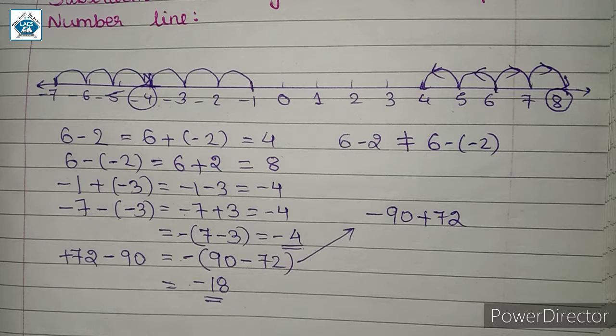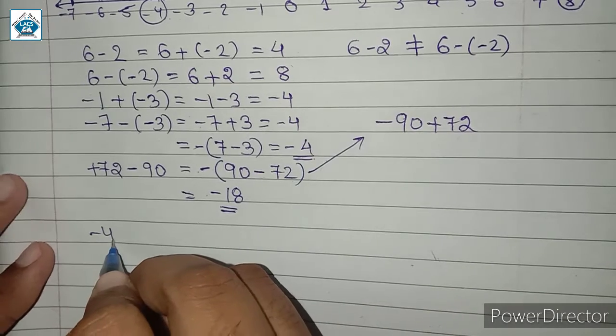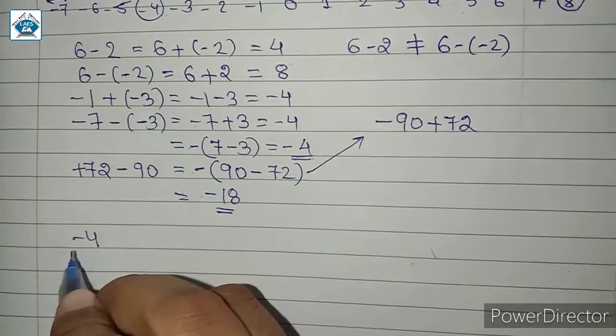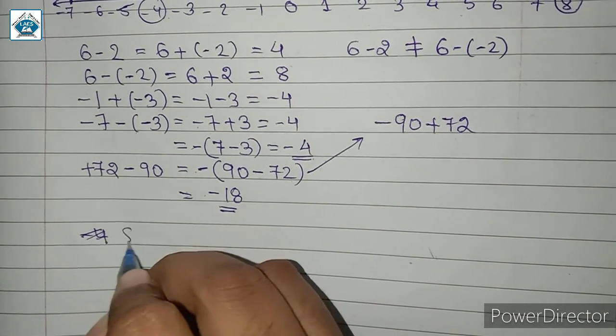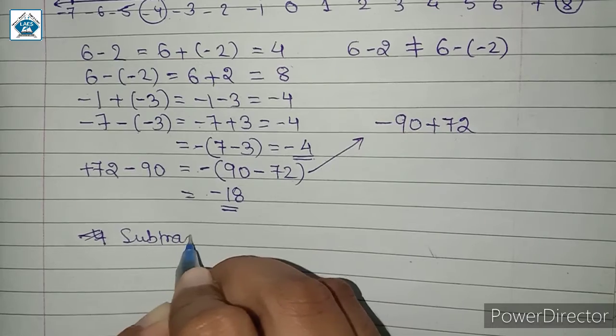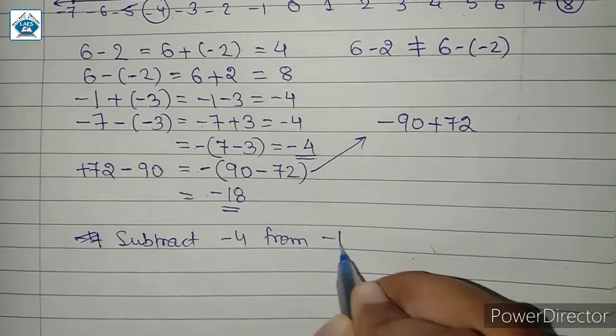And if we consider this example, minus 4 minus minus 10, that is we are subtracting minus 4 from minus 10. अगर इस तरह से क्वेश्चन है हमारे पास, subtract करना है minus 4 from -10.